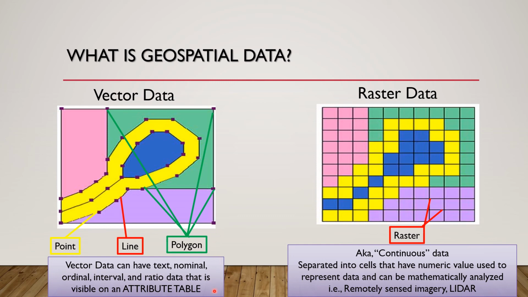The vector data can have text, nominal, ordinal, interval, and ratio data that is visible on an attribute table. So if I were to double click on a point, like that one right there, then I would have this kind of Excel spreadsheet looking thing pop up in another window, and it would tell me all about that point, what's at that point. Same thing with the line and same thing with the polygon. So each of those elements of those shapes has data within it.